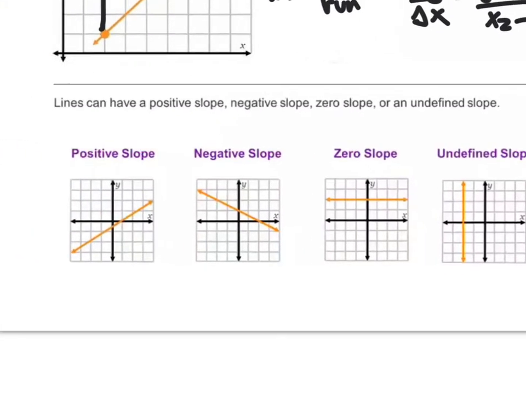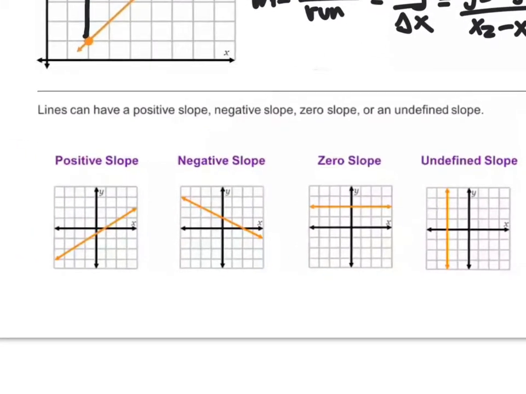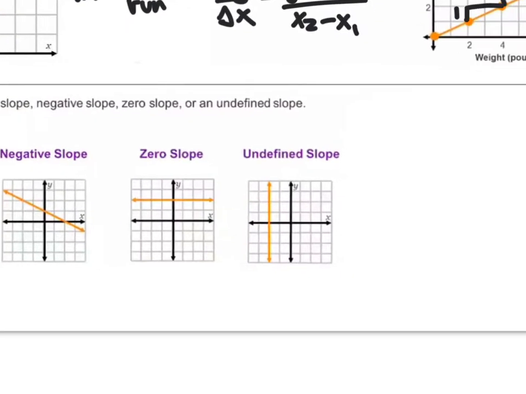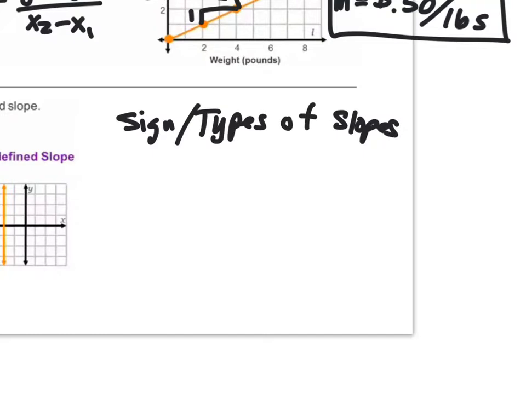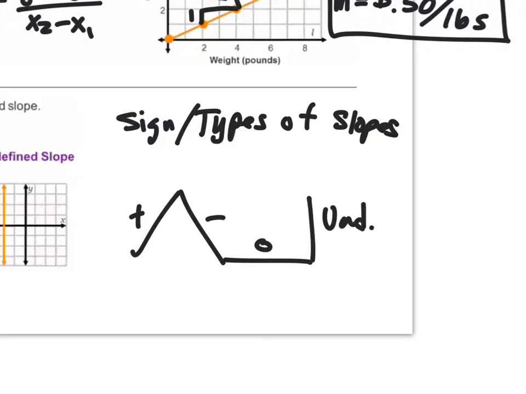The next thing I want to talk about is that lines can have a positive slope, where they go in this direction, a negative slope, 0 slope, or it's undefined. The way I do it, I make a picture. When I'm trying to figure out the sign or type of slope, you've got 4 options: a positive slope, a negative slope, a 0 slope, or undefined. If your line looks like any of these, then you can tell which one it is.